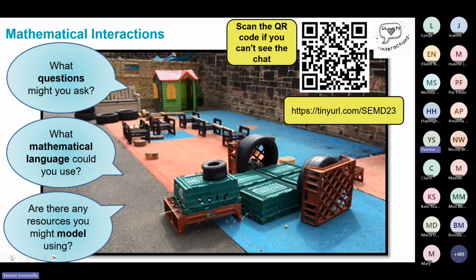So I'm going to pause again. And again, if you can't see the chat, feel free to add them onto the Padlet.